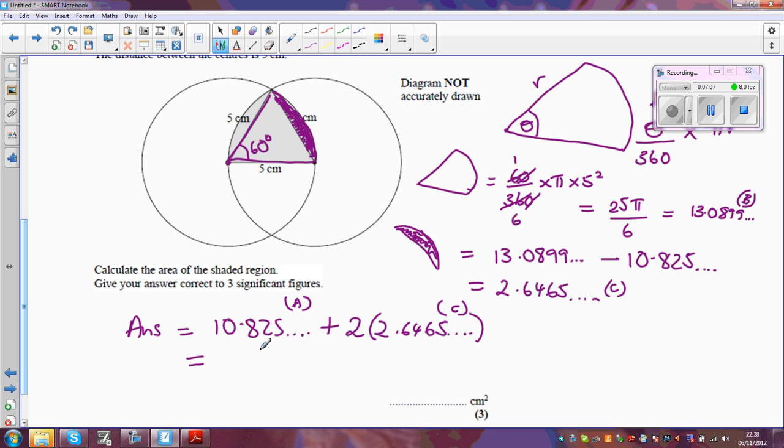And if I work that out, it comes out as 15.3546 and the rest of it. And if I round it to the required 3 significant figures, I get 15.4 centimeters squared.